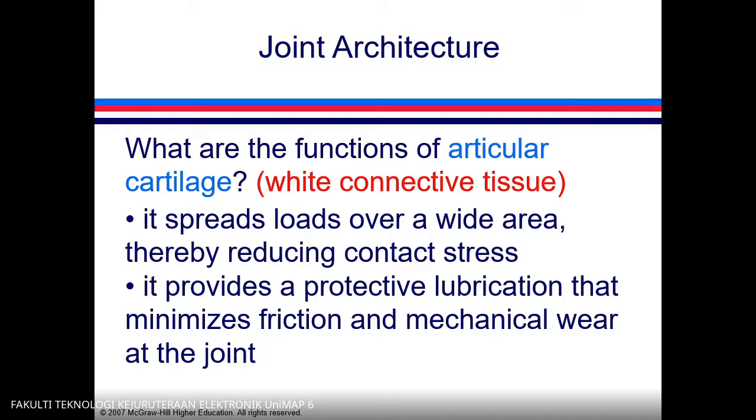It spreads the loads over a wide area, so reducing contact stress. Somehow, articular cartilage also provides a protective lubrication that minimizes friction. Okay, so this is the main function of articular cartilage: reducing contact stress and also providing lubrication to minimize friction and mechanical wear. Remember.